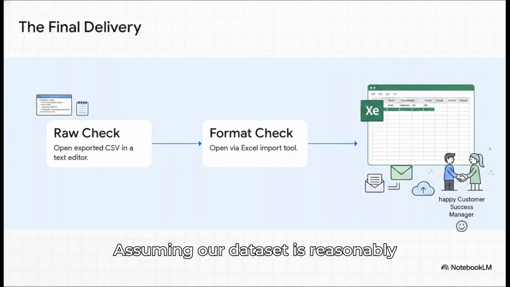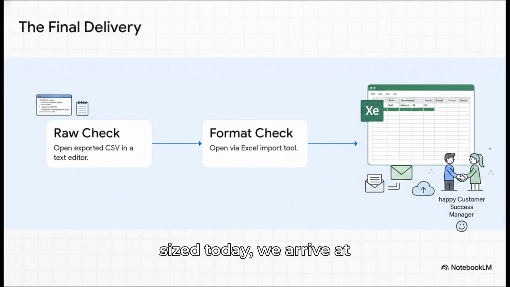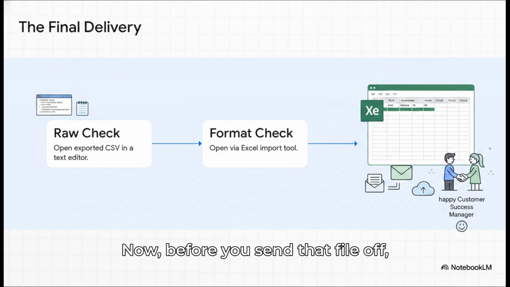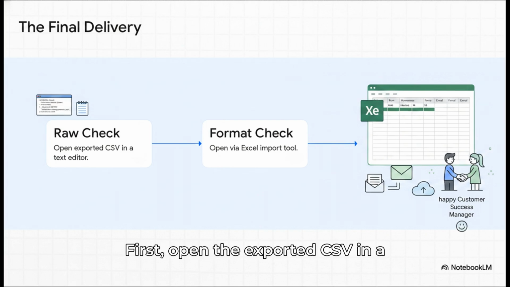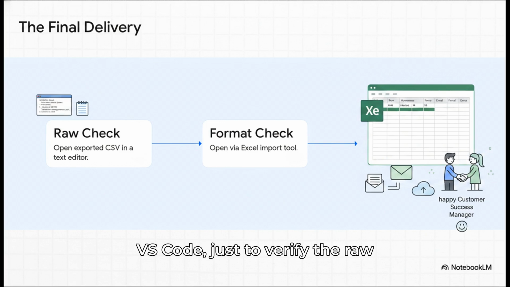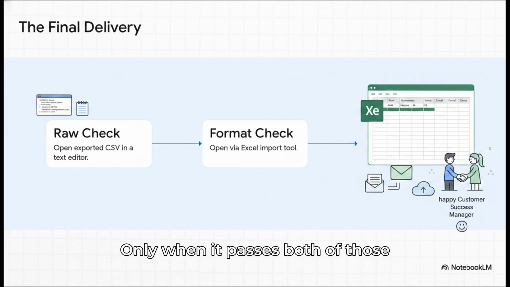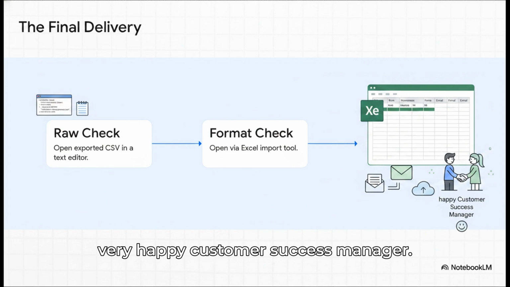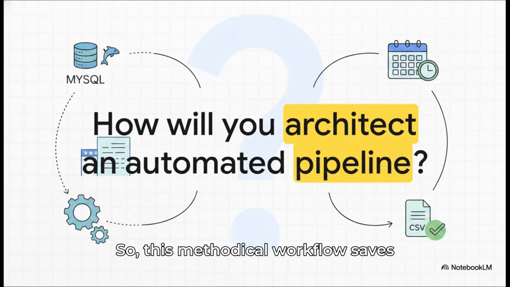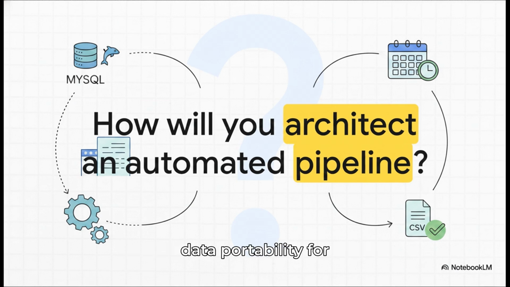Otherwise, you're going to lock up your system for hours on end just trying to move data around. Assuming our dataset is reasonably sized today, we arrive at the final delivery phase. Now, before you send that file off, always perform a final dual check. First, open the exported CSV in a simple text editor like Notepad or VS Code, just to verify the raw delimiters and encoding. Then, open it via that Excel import method we just discussed to double-check the visual formatting. Only when it passes both of those checks do you hand off that pristine, Excel-ready file to your very happy customer success manager.